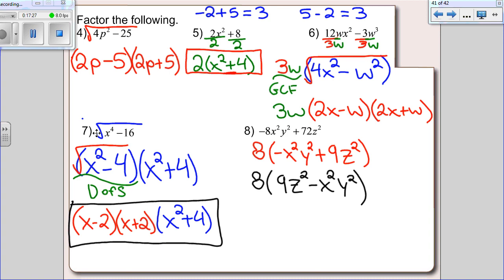So this would turn into 8 out front, and then 3z minus xy, 3z plus xy.